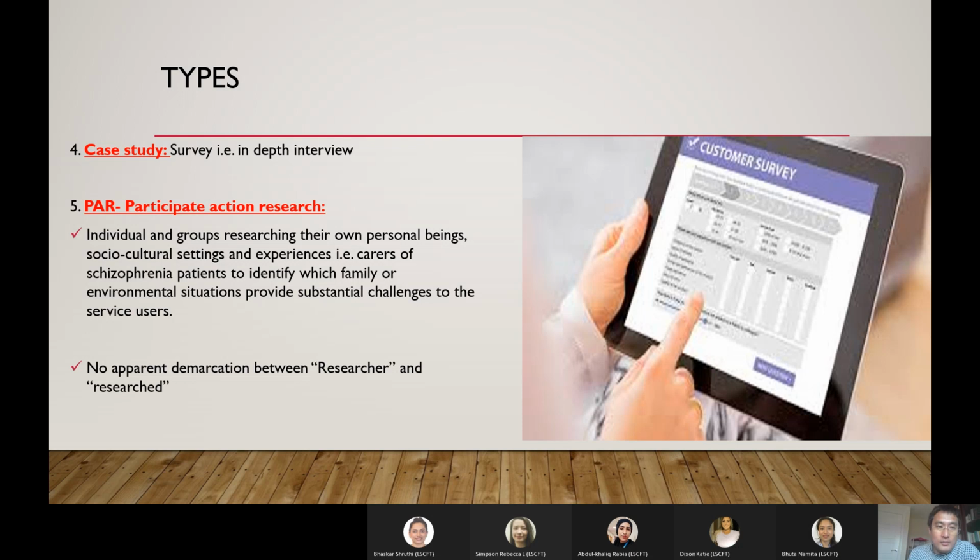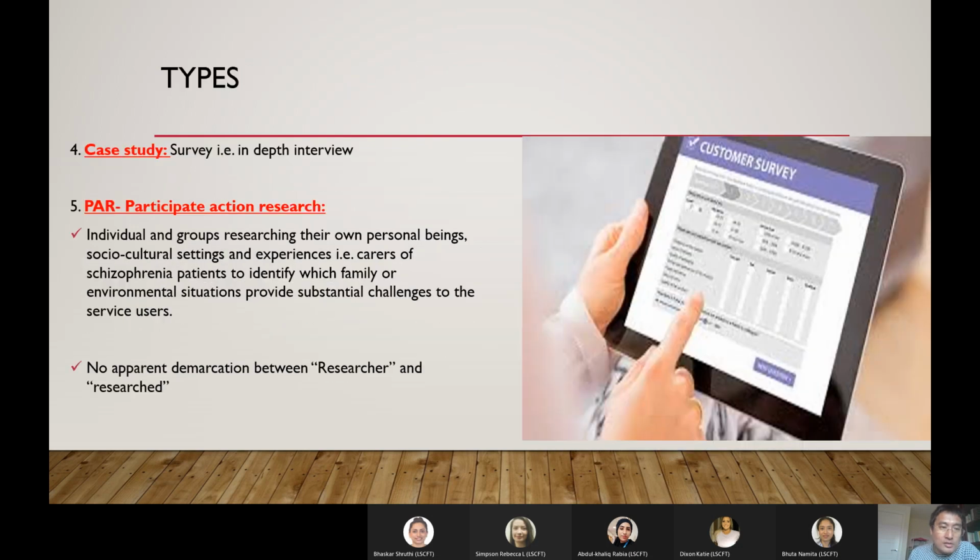Case study is a survey. So if someone mentions a survey about feelings, this is a case study. Participation research is, for example, if someone wants to find out about their own culture and so on, they do the individual study. So this is participation action research.